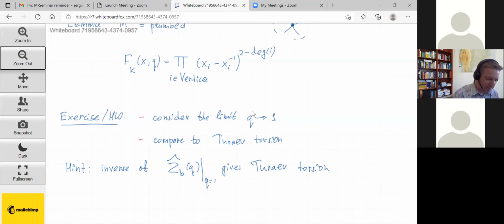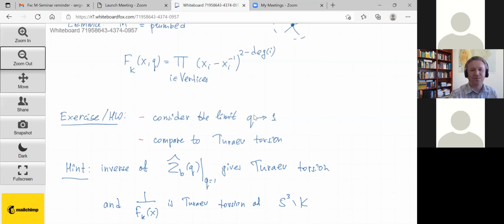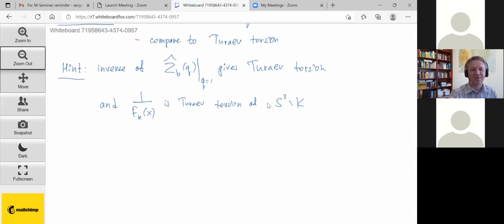And 1 over what I meant to say, F_K of x, indeed this does not depend on q in the first place, is the derived torsion of the link complement S^3 minus K. And again, I'll give you enough information about derived torsion now. But the reason I wanted to state it in this way is I want to give you different flavors of what this kind of object is that we constructed or are exploring.